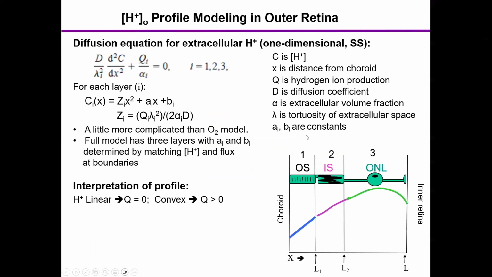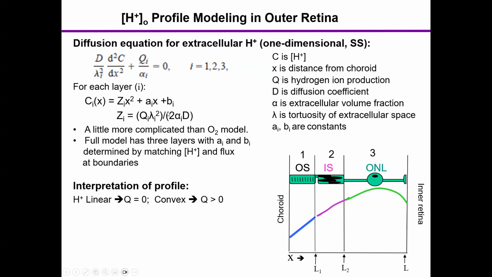Okay, so we tried to understand what the production of hydrogen ion was in the outer retina. This is very similar to the oxygen model that we've used for many years, and this is Lissa Padnick-Silver's work. This model is a little more complicated because we're accounting for hydrogen ion going only in the extracellular fluid, whereas we can consider the retina a continuum for oxygen.